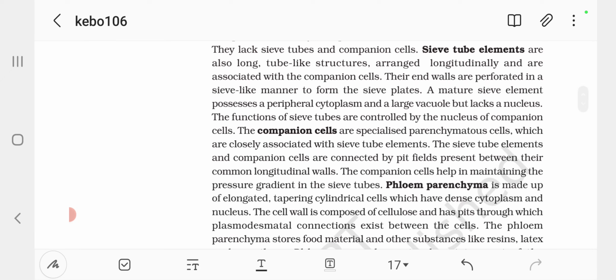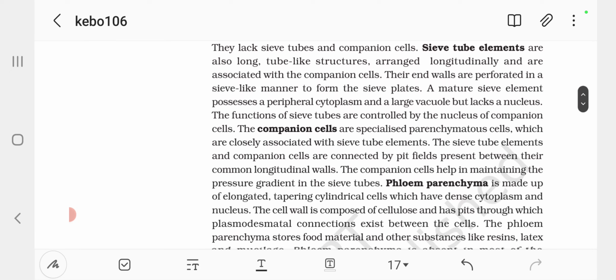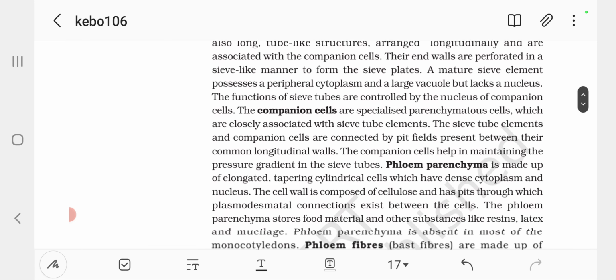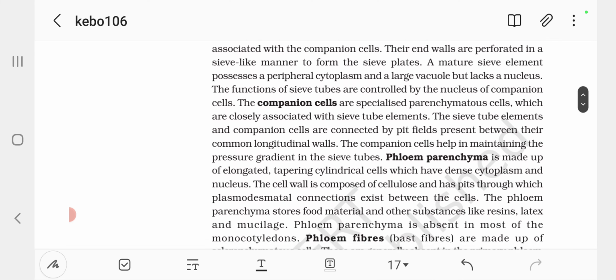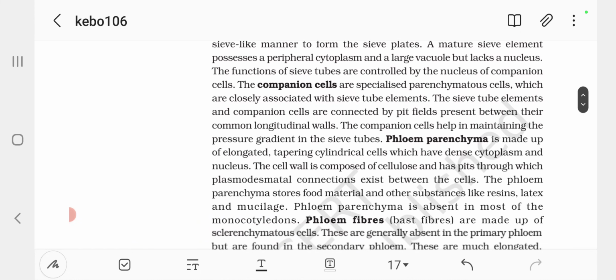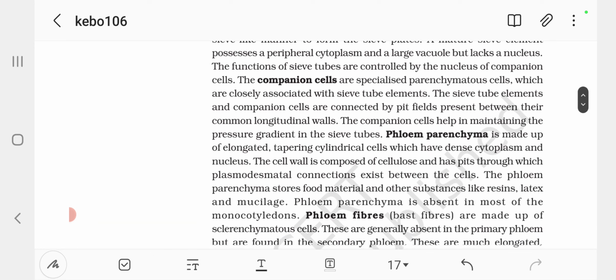Sieve tube elements are also long, tube-like structures arranged longitudinally and are associated with the companion cells. Their end walls are perforated in a sieve-like manner to form the sieve plates. A mature sieve element possesses a peripheral cytoplasm and a large vacuole but lacks a nucleus. The functions of the sieve tubes are controlled by the nucleus of companion cells.